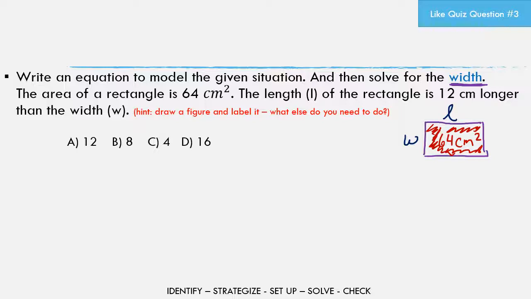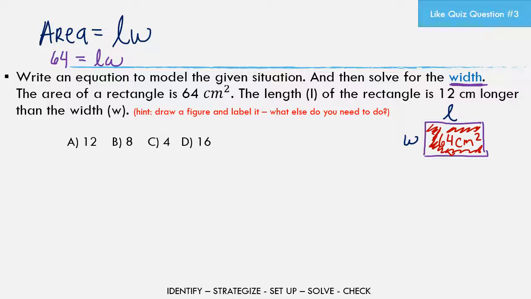So now let's think about how we find the area of a rectangle. There's a formula for that. To find the area of a rectangle, we simply multiply the length times the width. So we would take L, multiply it times W, and that's going to give us 64. So we know that our area is 64, and it's just the length times the width. So now let's look at what else we're given.